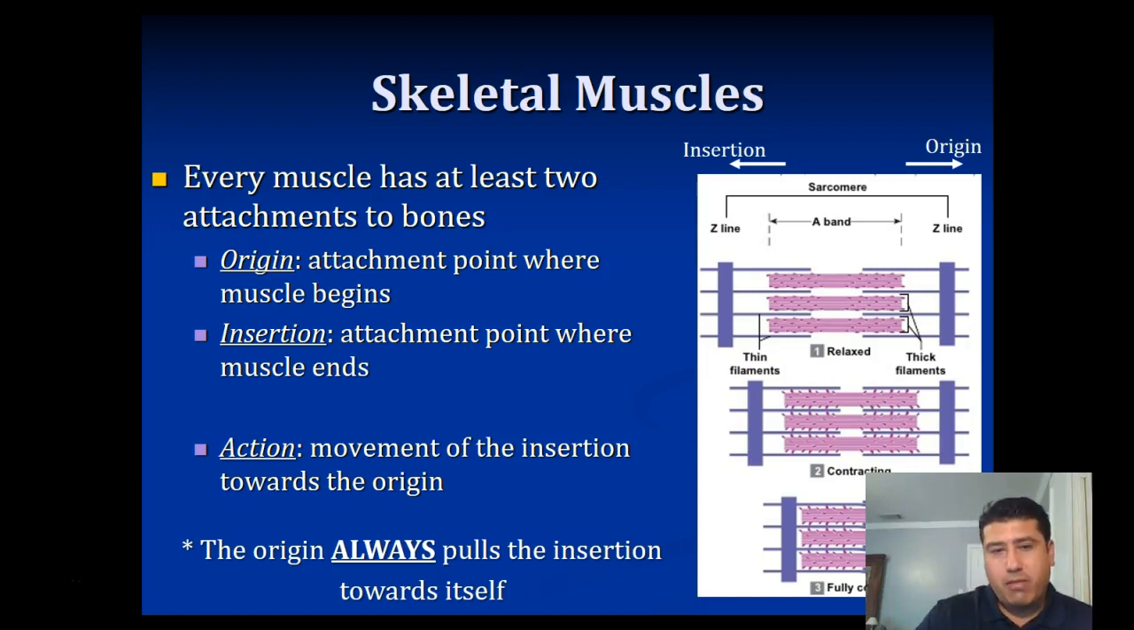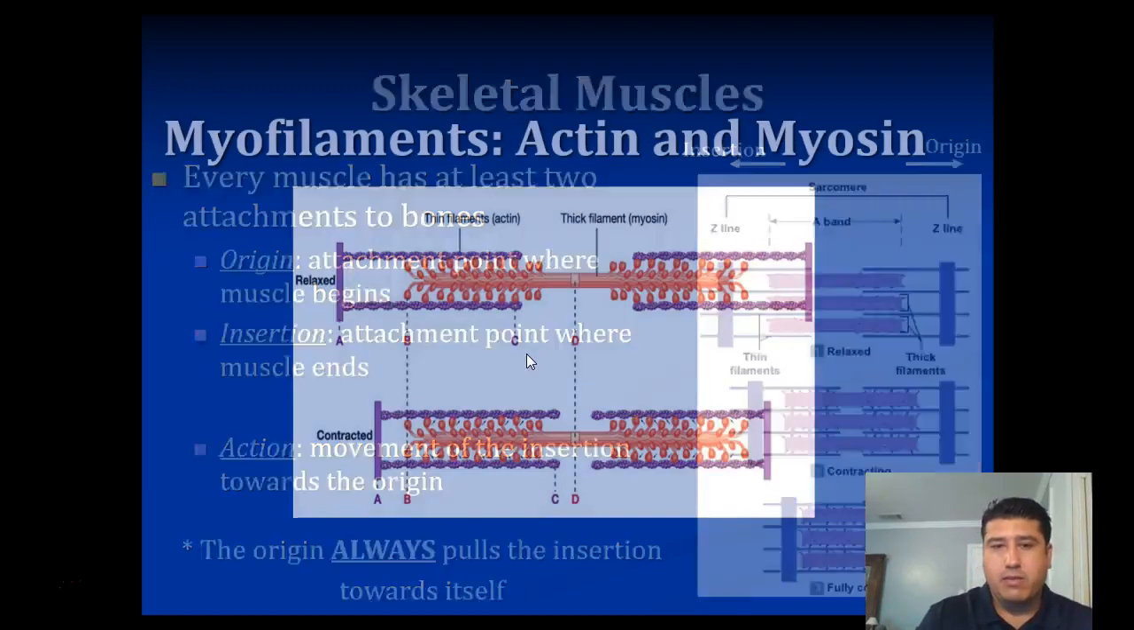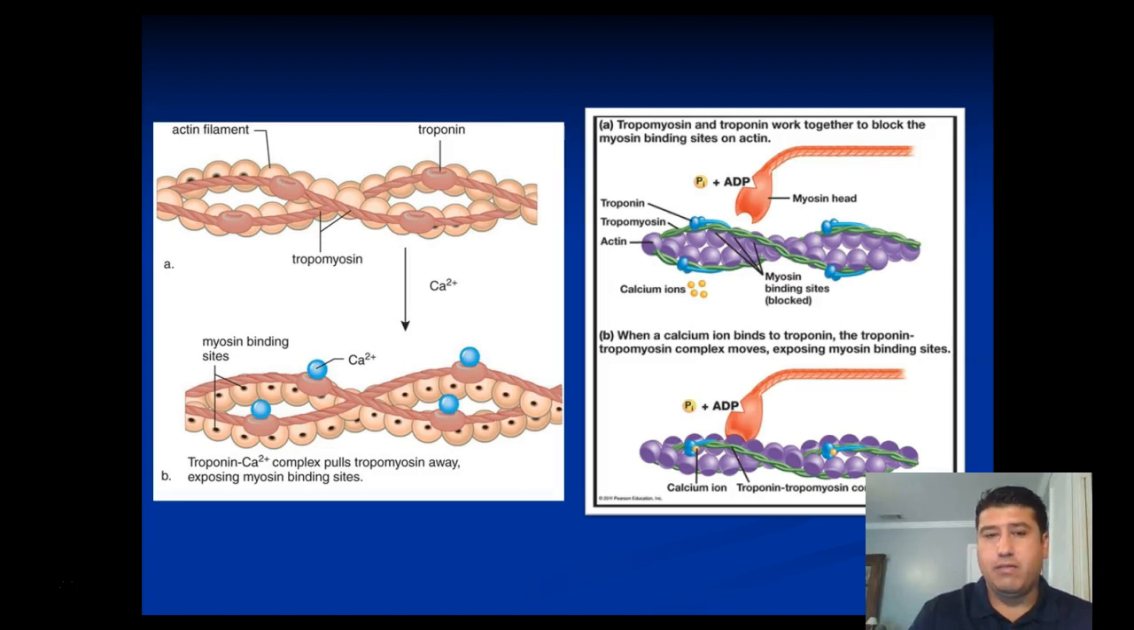Throughout the muscle, from the beginning to the end, the muscle contains millions and billions and trillions of these myosin and actin myofilaments. In order for the muscle to contract, each one of the myosin has to attach to actin, and then all of them together start pulling the end of the muscle towards the beginning. So they start pulling the insertion towards the origin. We call that the action. We'll talk a little bit more about that in a second, but for now, I just wanted you guys to get the understanding of the terminology.